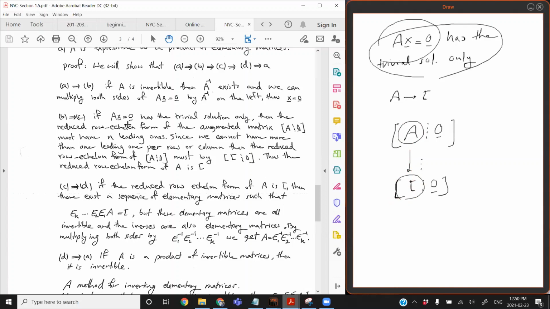You need the same number of leading ones as unknowns, because you want the system to have the trivial solution only. This is given. The only way you can have the same number of leading ones as variables is if you have exactly n leading ones. And if you have n leading ones, since you cannot have more than one leading one per row and more than one leading one per column, then this has to be I.